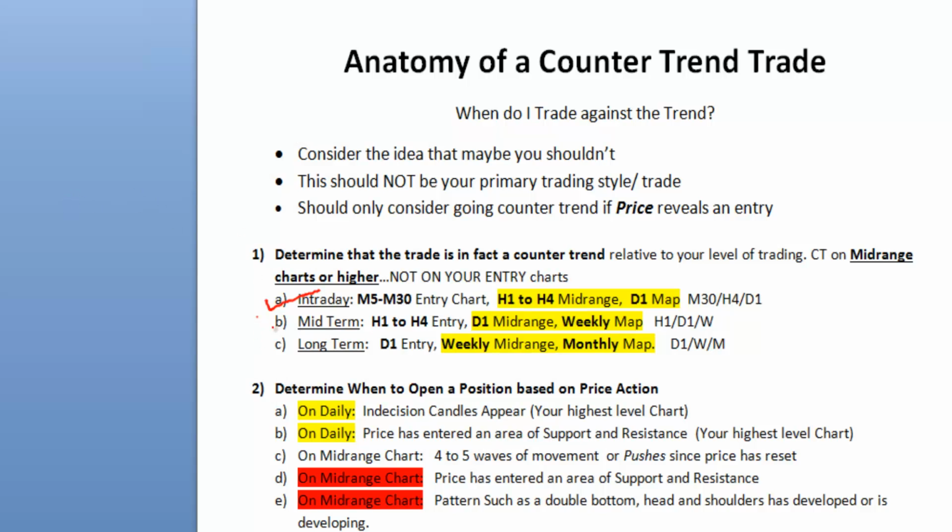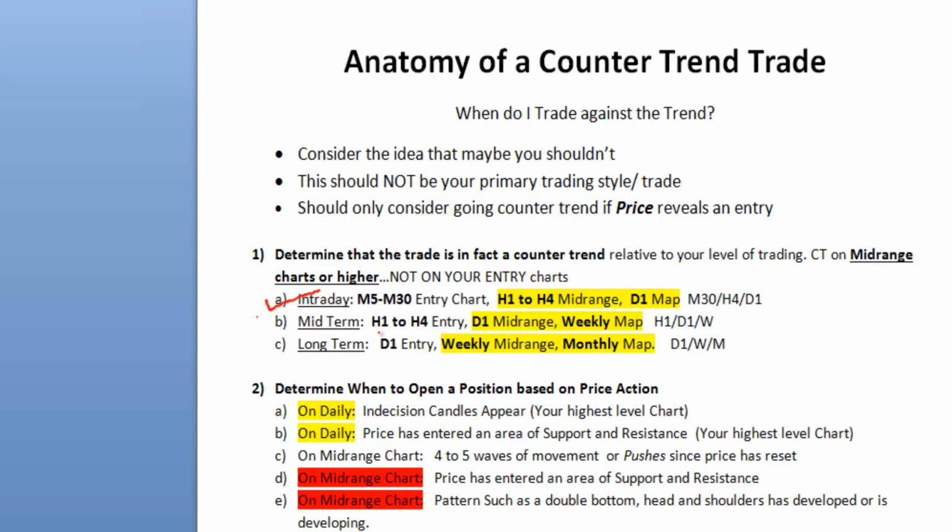When you look at my style of trading, I'm intraday. That means my entry chart is M5 to M30. My mid-range is H1 to H4. My map is daily. So these are the three main charts that I use to determine when to enter a trade. Now, if you're what I consider a midterm trader, then you would adjust things accordingly.